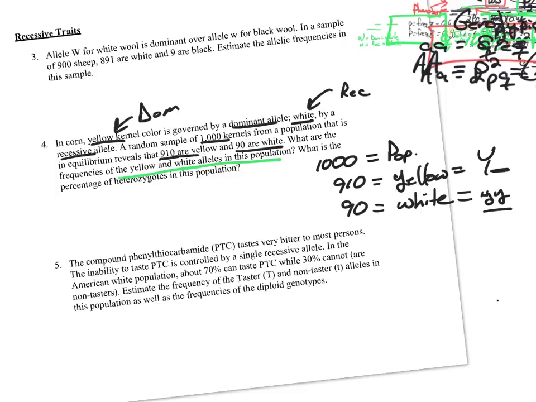Well, if yellow is 910, what's the frequency of the yellow? This is the one we need to find out. So what does little y equal? Q squared. Somebody was listening. Q squared, the frequency of white, is what? 90 over 1,000. Very good.